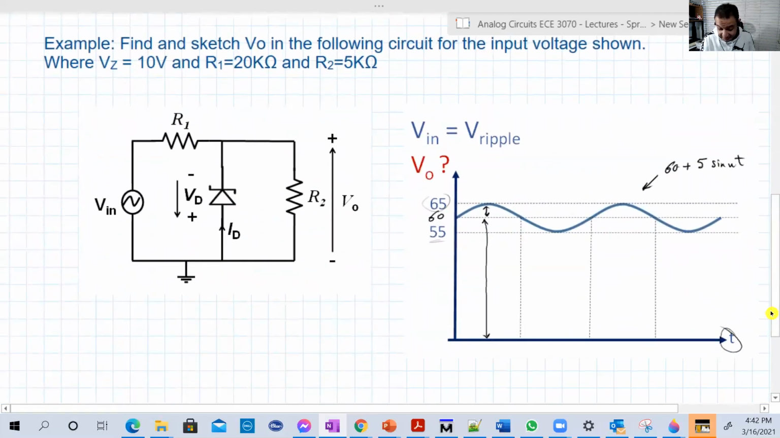Good. The first step is to determine, so now, what is basically this sine wave? Just look at the DC shift here and the maximum of the sine. 60 is much larger than 5. It's actually greater than 10 times 5. So the variation is small, right? That's basically the ripples.